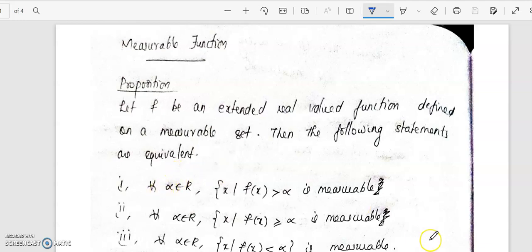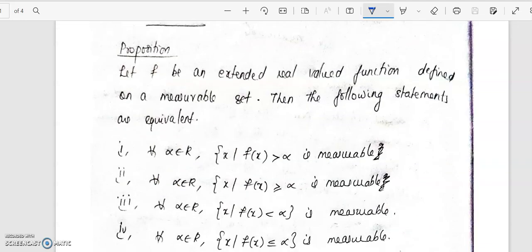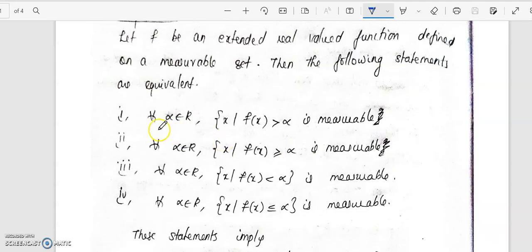Okay. അതായത് നമുക്ക് 4 സ്റ്റേറ്റ്മെന്റ് ഉണ്ട്. So provided one of the statements holds the function f is said to be measurable. So in 4 statements equivalent ആണ്. So the first statement is for all alpha belongs to R, the set of all x such that f of x greater than alpha is measurable.